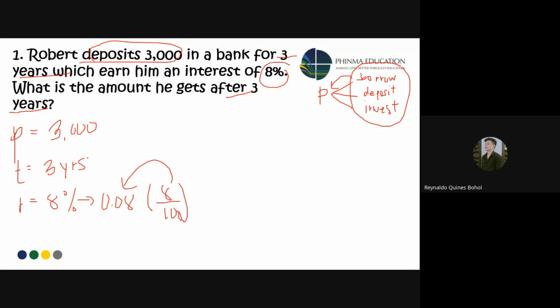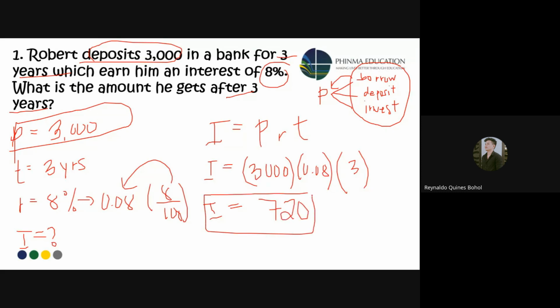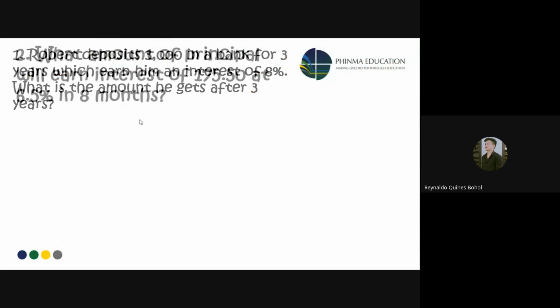Then since we don't know the interest here and we already have the value of P, the I is unknown. The I is PRT. So I is equal to 3,000 multiplied by the rate, which is 0.08, multiplied by the time, which is 3 years. And our answer here is 720. The answer here is 720.